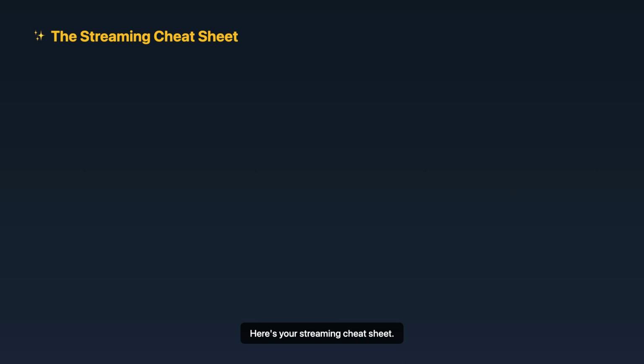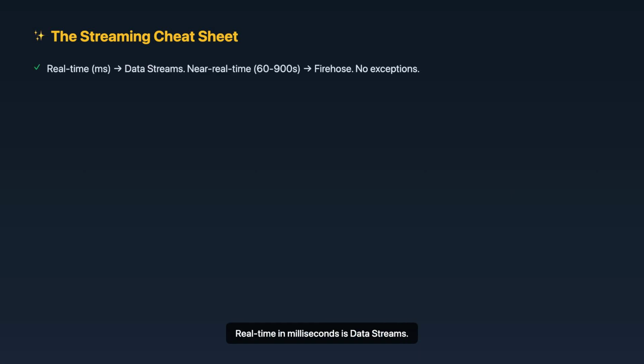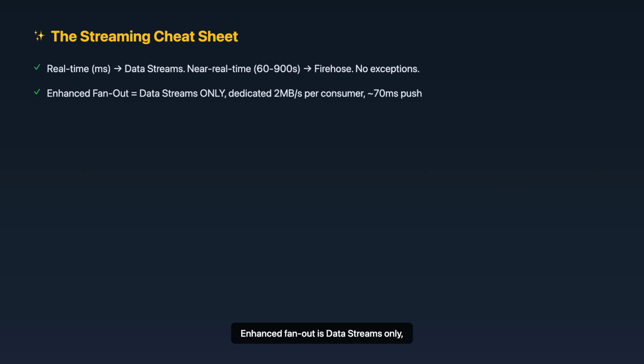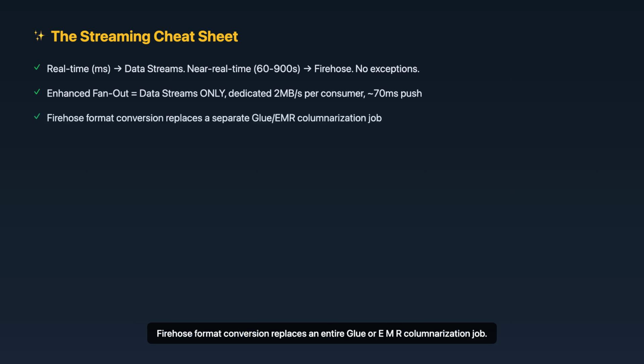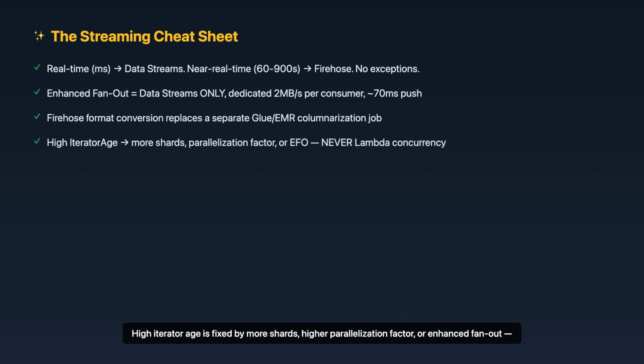Here's your streaming cheat sheet. Real-time in milliseconds is Data Streams. Near real-time at 60 to 900 seconds is Firehose. No exceptions. Enhanced fanout is Data Streams only, dedicated 2 megabytes per second per consumer, pushed at around 70 milliseconds. Firehose format conversion replaces an entire Glue or EMR columnarization job. High IteratorAge is fixed by more shards, higher parallelization factor, or enhanced fanout, never by raising Lambda concurrency.